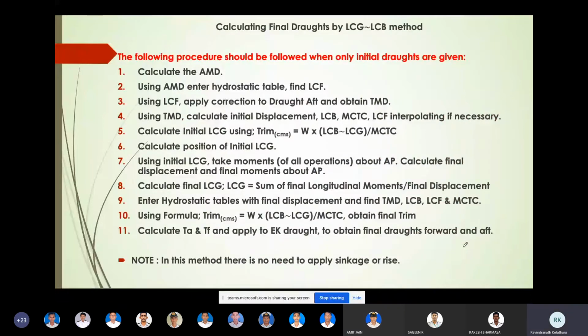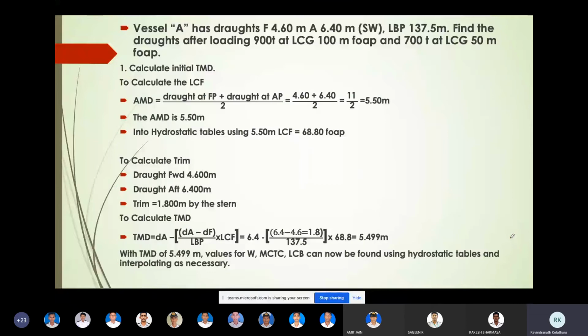Fine. So now we will solve a problem where initial drafts are given and we will try to find out the final drafts. Now let's see how to approach that. This is actually the summary which I have given on how to approach the problem. Once you finish the problem, you can go through the summary, which will become easy for you. So let's go into the problem.